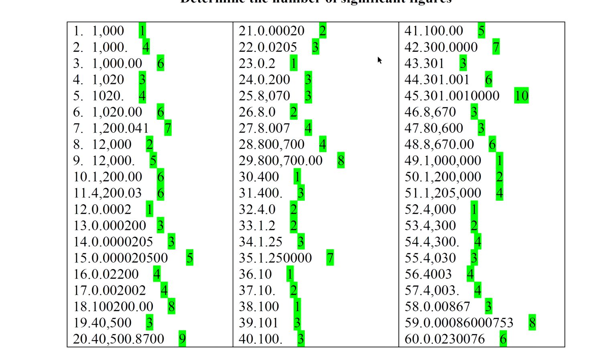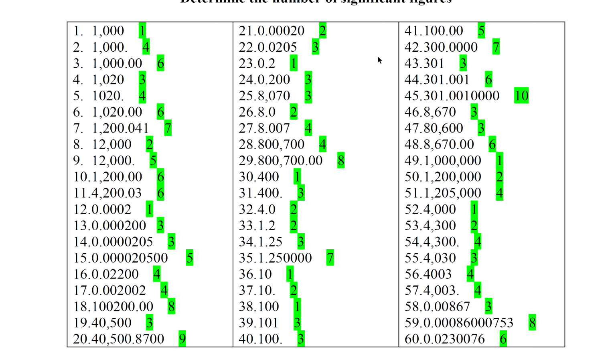Question 21, the 20 at the end are significant. Question 22, 205 are significant. For question 23, it's very similar to question 12. Since the number is less than 1, all of the zeros before the decimal point are not significant. Only the 2 is significant.